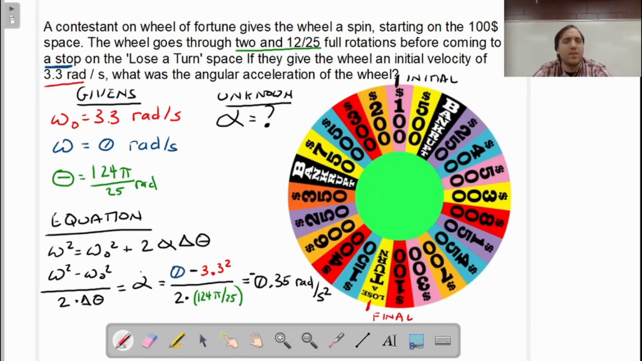Okay, if you were careful with this and went through, you should get negative 0.35 radians per second squared. You'll notice that I used this equation, which was previously the stopping distance equation. We're stopping, so it makes sense to use it again. I rearranged it, I plugged in my numbers, I solved. The negative is very important, it's slowing down, so do not leave that out.